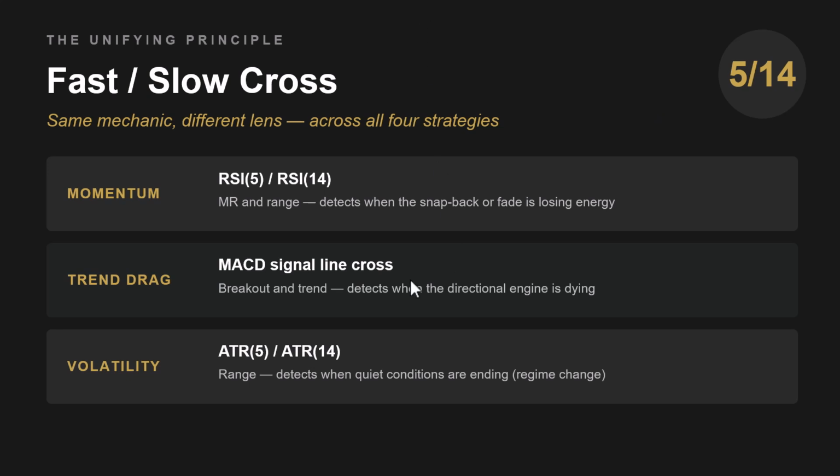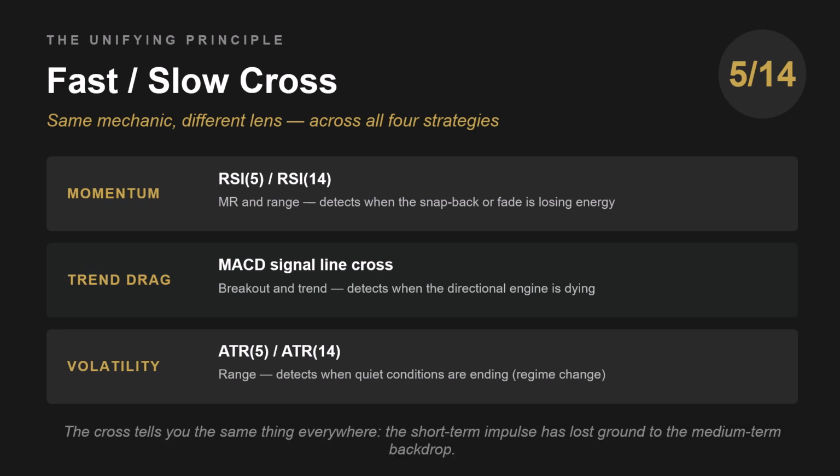The principle of the ATR is exactly the same as the RSI. You're drawing 2 RSIs on for the momentum. You're looking at 2 ATRs for the volatility measure. Whichever way you look, a cross tells you the same thing everywhere. Short-term impulse has lost ground to the medium-term backdrop, or short-term impulse has gained ground compared to the medium-term backdrop. We're all familiar with this with moving average crosses. It's the same principle, just using different indicators.